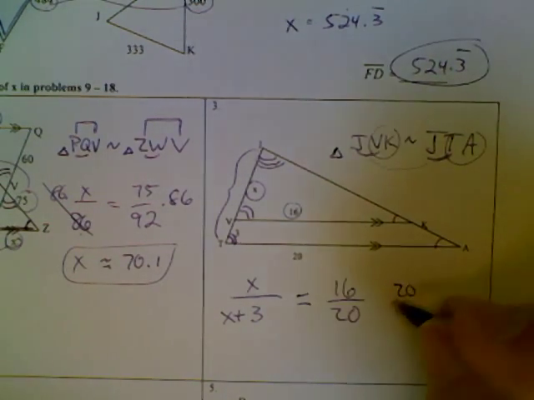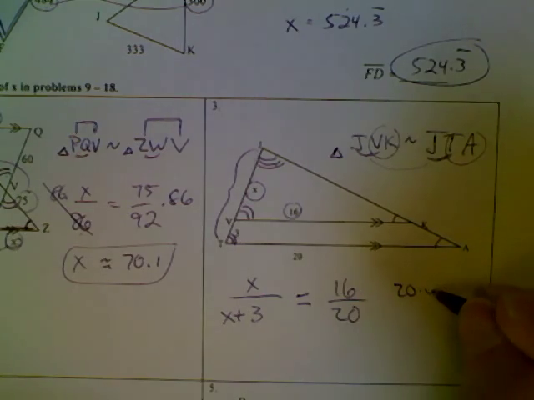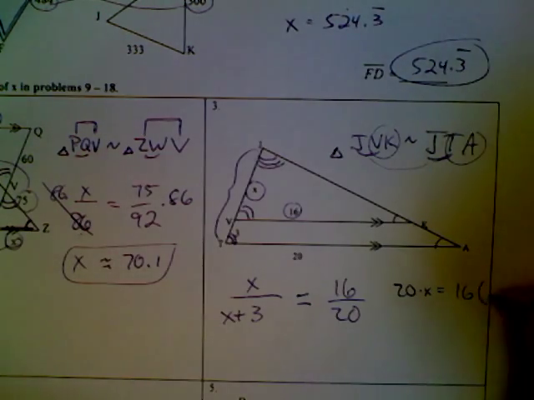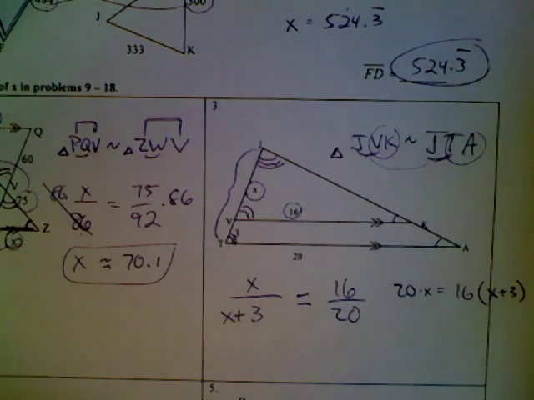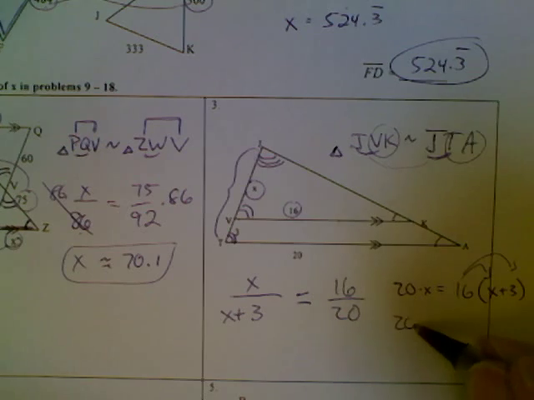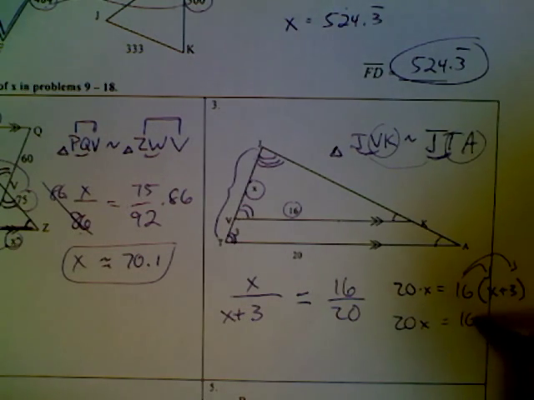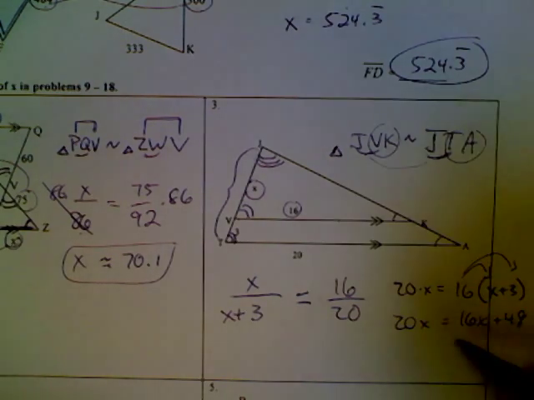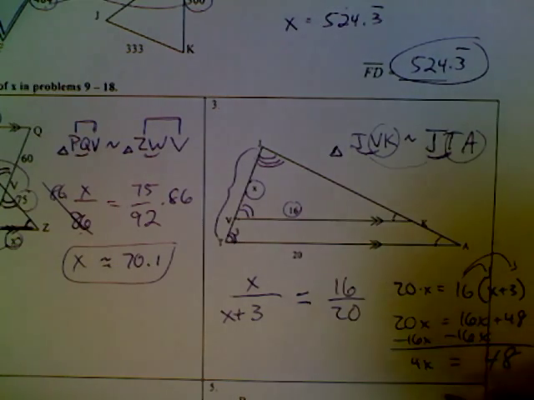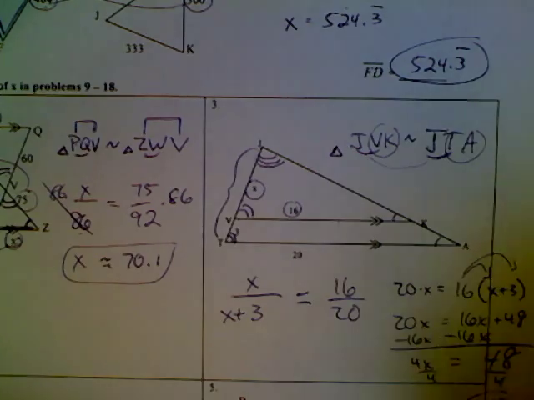We've got to cross multiply. 20 times the x equals 16 times the entire x plus 3. Make sure you put parentheses around that, or you might forget to distribute. So 20x is equal to 16x plus 16 times 3, which is 48. Subtract 16x from both sides. 4x is equal to 48. And then dividing by 4, finally x is equal to 12.